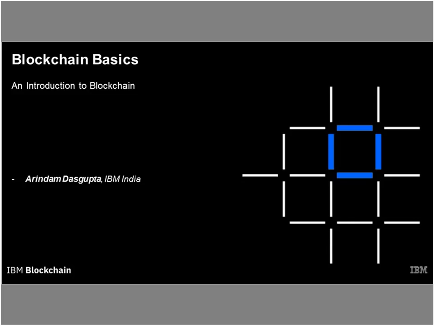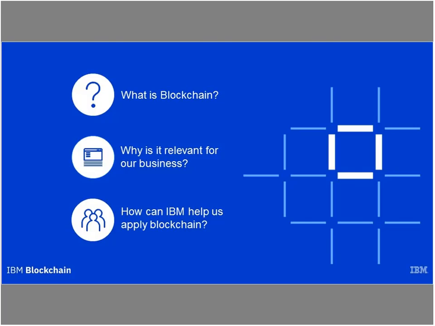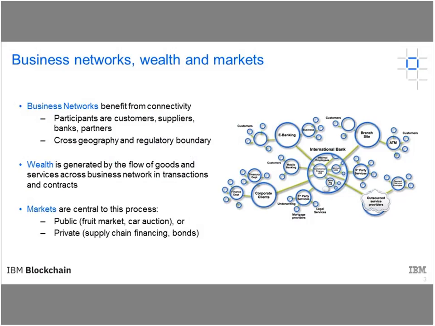So let's move to slide number 2. First of all, we will discuss what blockchain is. After that, we will discuss why it is relevant for our business, specifically for the life science industry, and how IBM can help us apply blockchain, meaning what initiatives are being taken in the blockchain space by IBM. So let's move to slide number 3.